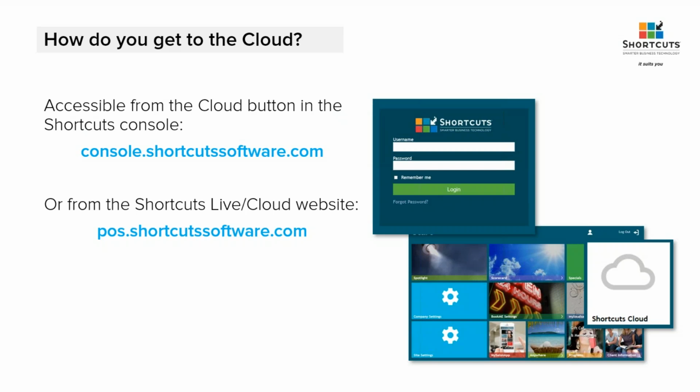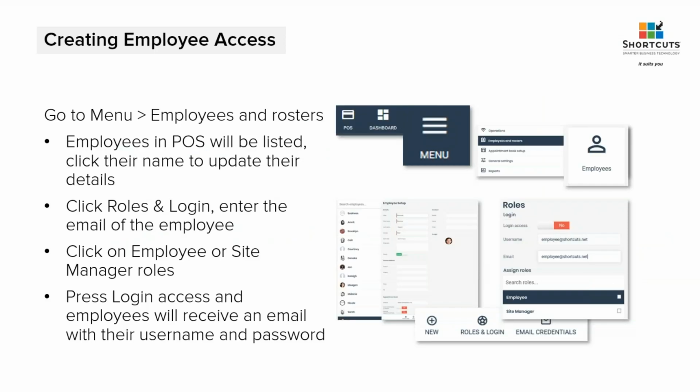So let's make that distinction. The console is where you would adjust your online booking settings, your Spotlight surveys, and you can give your staff some permissions to access either the console or the cloud from the console page itself. And we're going to make that distinction in just a little bit. So when it comes to giving your staff access, again, previously, you would normally go through the Shortcuts console, and we are going to do a live demonstration of that.